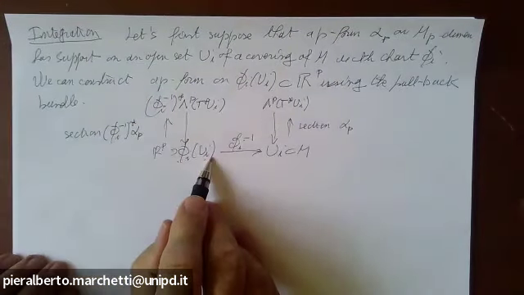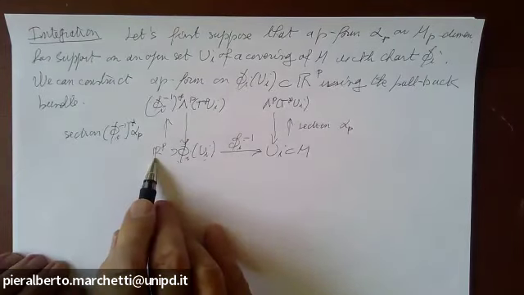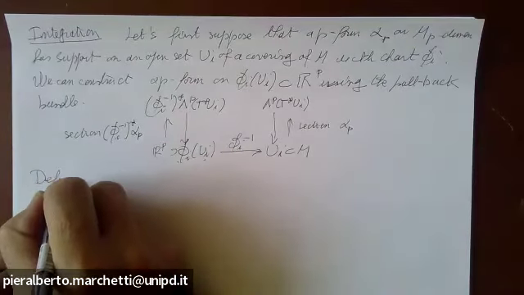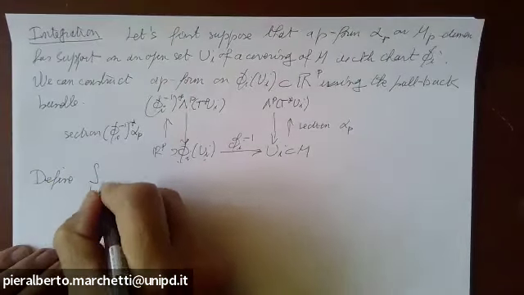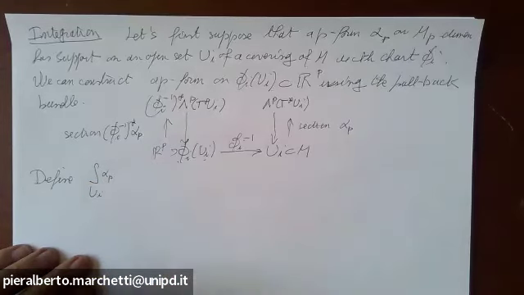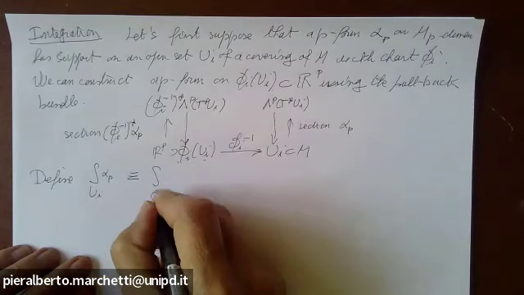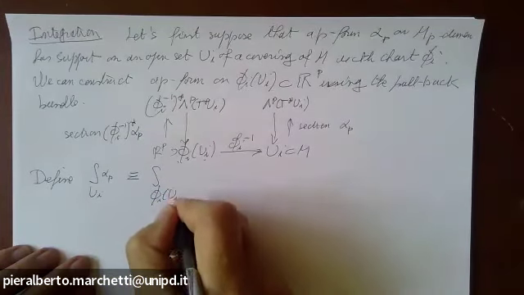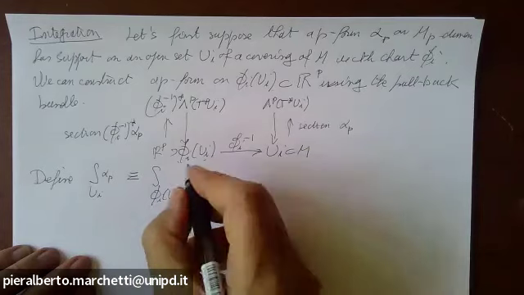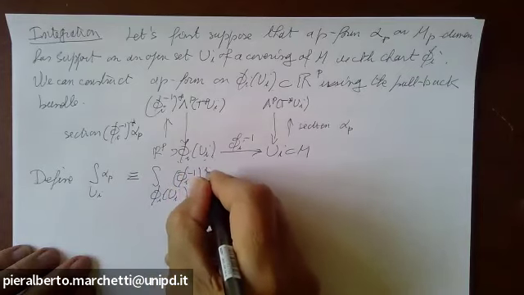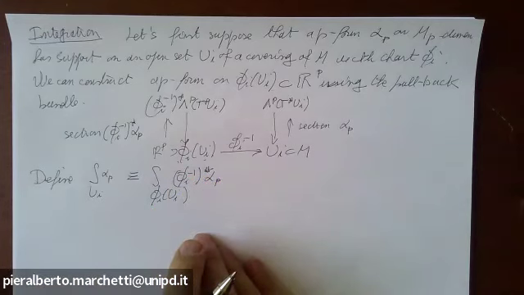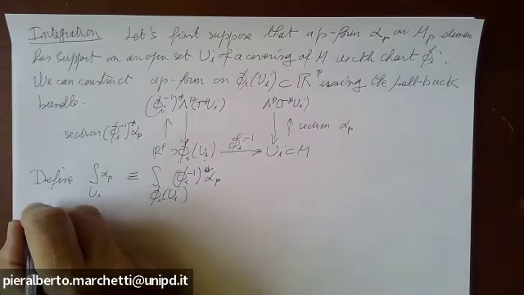And now you have a form which is defined on phi I of ui, which is a subset of Rp. And now use the usual definition, define the integration over ui of your p form alpha. By definition it is the integration over the image phi I of ui of the pullback. So now we know what to do for a form which has a support on an open set of a covering.